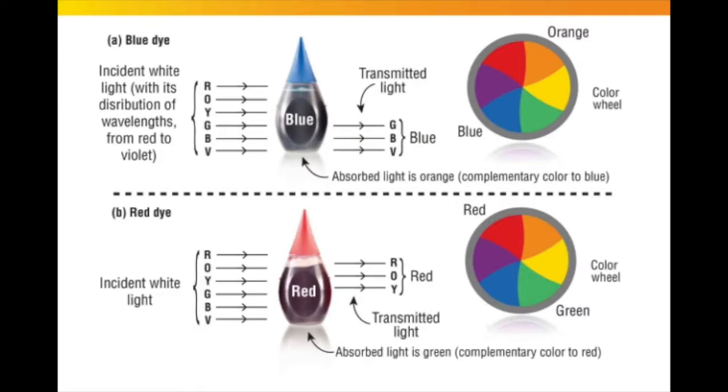A food dye will appear a particular color because it absorbs light whose color is complementary to the food dye's color. So, for example, blue dye is formed when incident white light is shined and red, orange, and yellow is absorbed, which creates the transmitted light of green, blue, and violet. This forms the color blue. Red dye is formed when incident white light is shined and green, blue, violet is absorbed, which creates the transmitted light of red, orange, and yellow. This forms the color red.